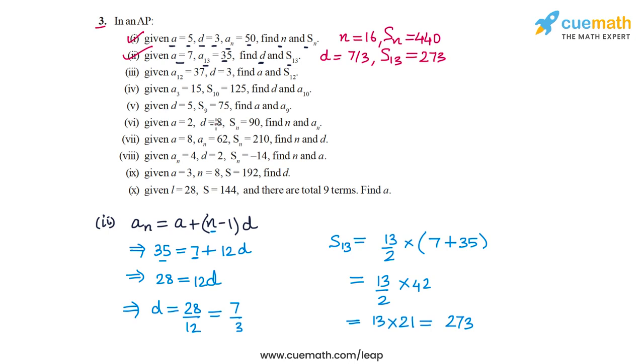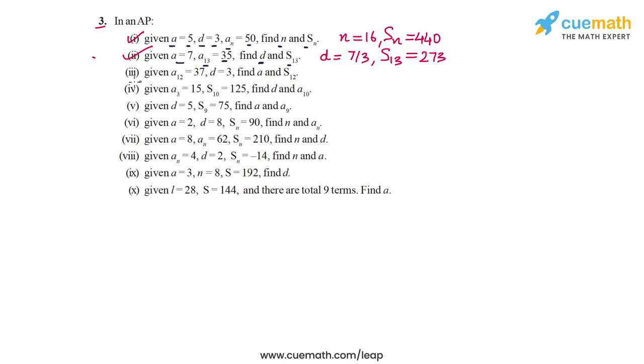Now let's go to part 3. In part 3, we are told that a12, the 12th term, is 37, d is equal to 3, and we have to find a, the first term, and then we have to find S12, the sum of the first 12 terms. So again we are going to first use the relation an equal to a plus n minus 1 times d, and a is the unknown in this case. So let's plug in the values.